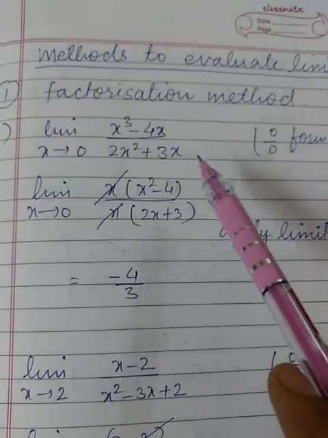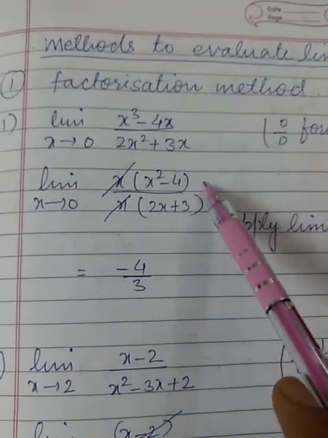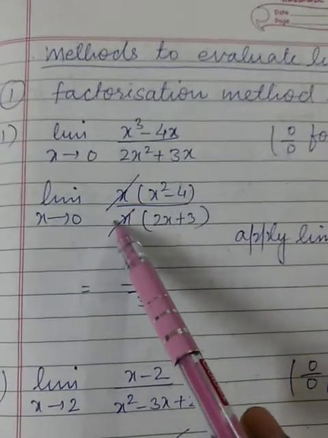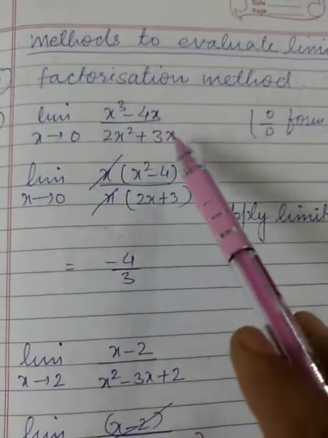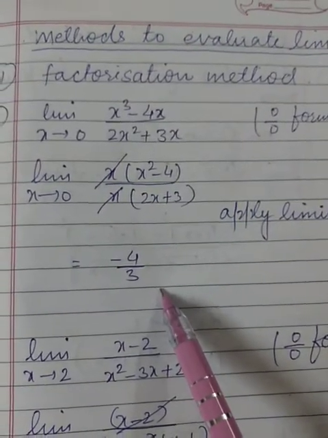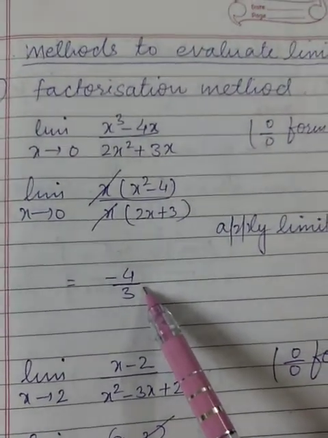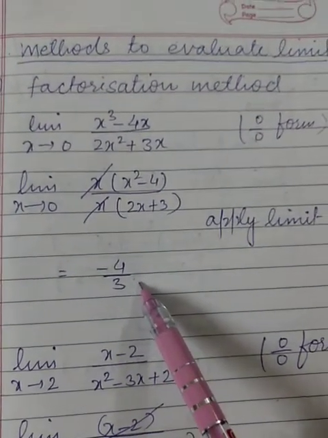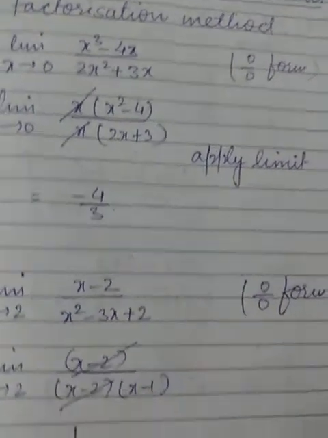Now we try to factorize the numerator and denominator. See, x is common, we take x common. Again we apply the limit, which means again we substitute x equals 0. Now we are getting minus 4 by 3. This is a real value, so the limit of this function is minus 4 by 3. Now we will not move further. Let us take one more example.